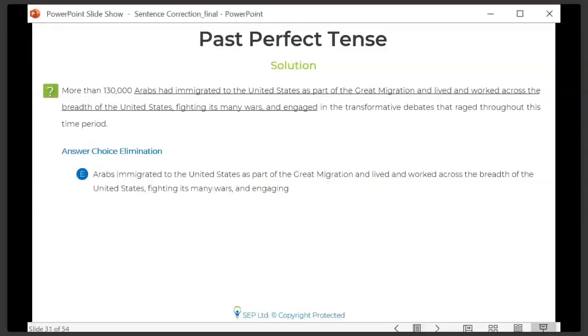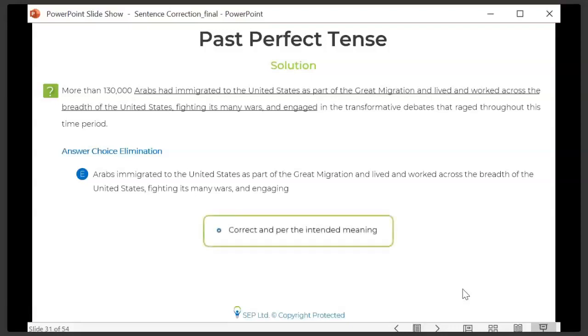So let's quickly move to choice E. What does choice E say? Arabs immigrated to the United States. So simple. Arabs immigrated to the United States in the past, and this immigration was a part of the Great Migration. And lived and worked across the breadth of the United States. So the Arabs, they immigrated, then thereafter, they lived and worked. The context already clears the time frame. Therefore, we don't need a past perfect tense, and it is not there. Fighting its many wars and engaging, perfect. They are also parallel, and therefore choice E is correct and per the intended meaning.